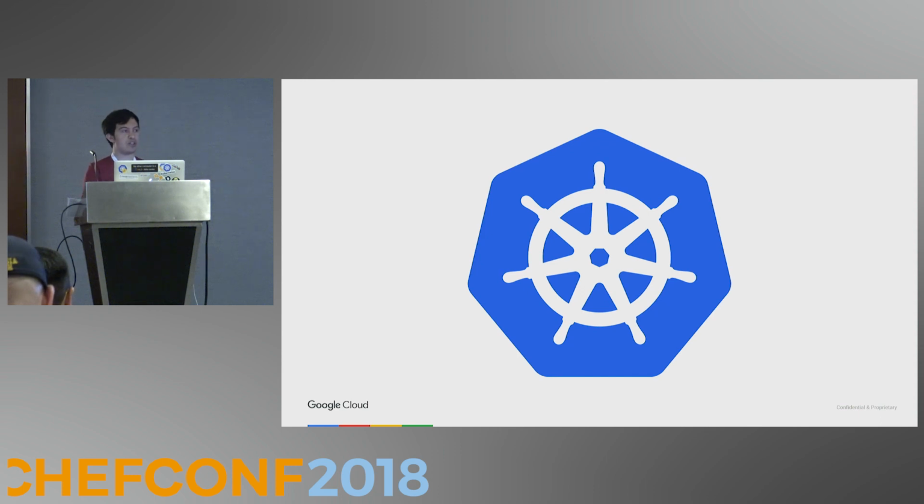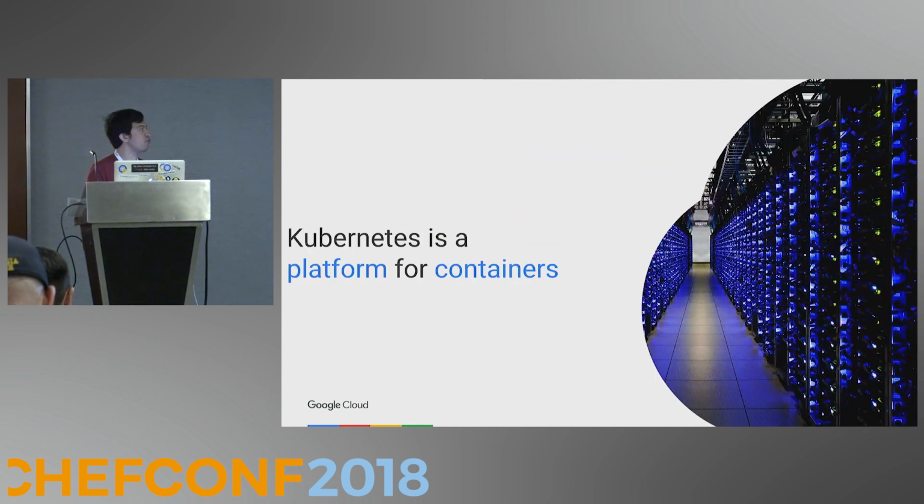OK, cool. So just to get everybody on the same page, what is Kubernetes? The big thing that I think about is that Kubernetes is a platform for containers. It's an abstraction away from all the infrastructure. The idea is you have some containers. You throw them onto Kubernetes. Kubernetes figures out where on your infrastructure it's going to run. And then everything is a container.